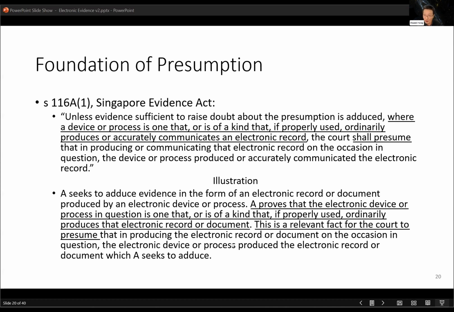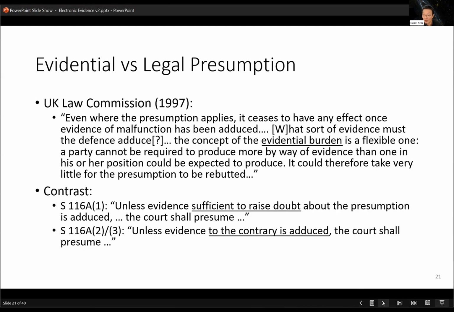The provision itself states, unless evidence sufficient to raise doubt about the presumption is adduced, where a device or a process is one that, or is of a kind that, if properly used, ordinarily produces or accurately communicates an electronic record, the court shall presume that in producing or communicating that electronic record, the device or process produced or accurately communicated the electronic record. The key words here are "sufficient to raise doubt." Now, let me explain the significance behind this.